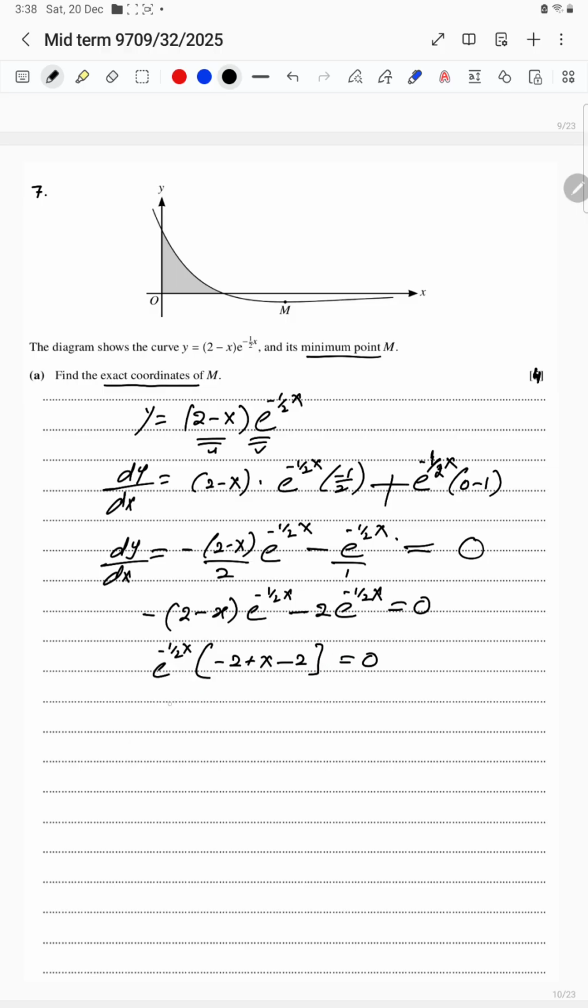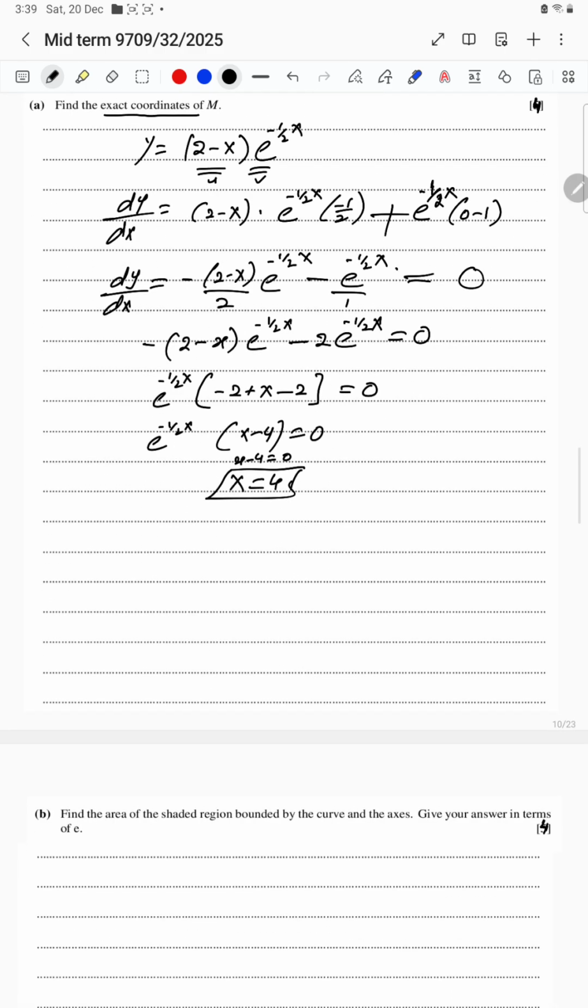equal to 0. So e power minus 1 by 2x and x minus 4 equal to 0. As we have to calculate the coordinate, x will be 4. Once you replace, x minus 4 equal to 0, I get this one. So nothing to show there, e power minus 1 by 2x is not zero.